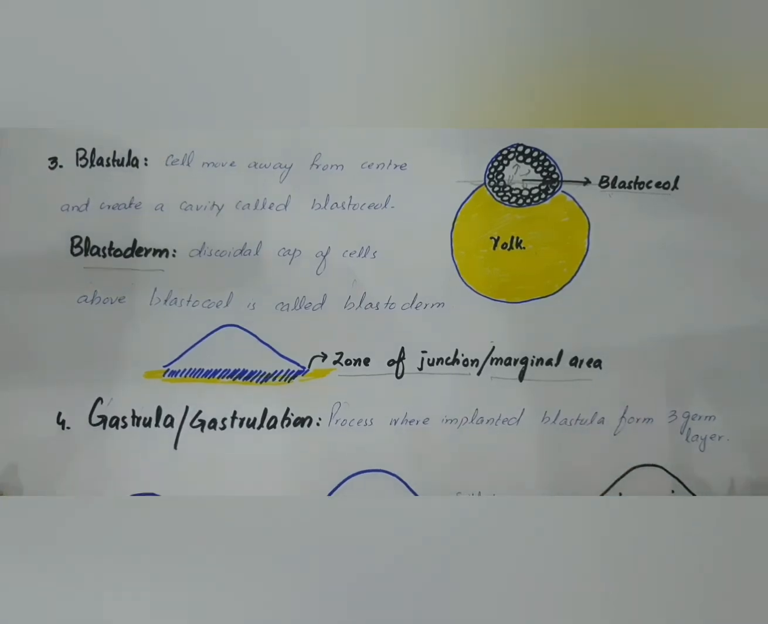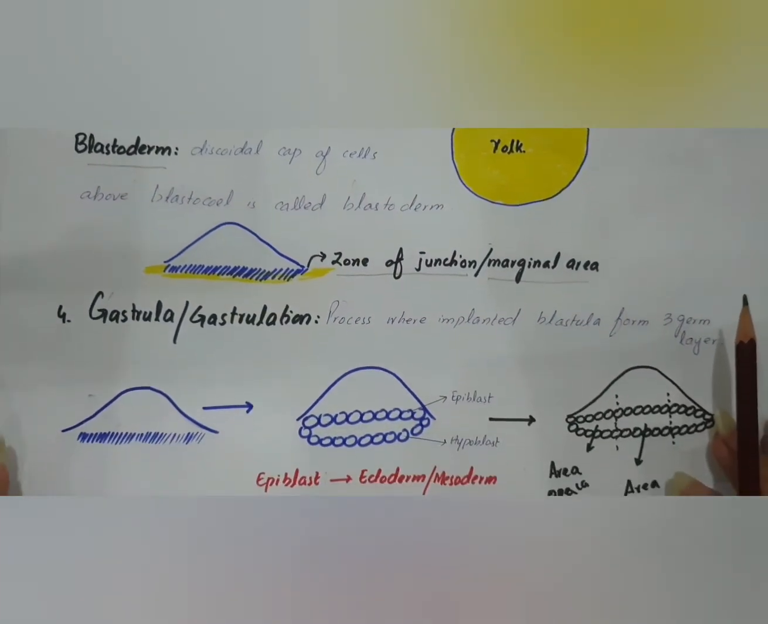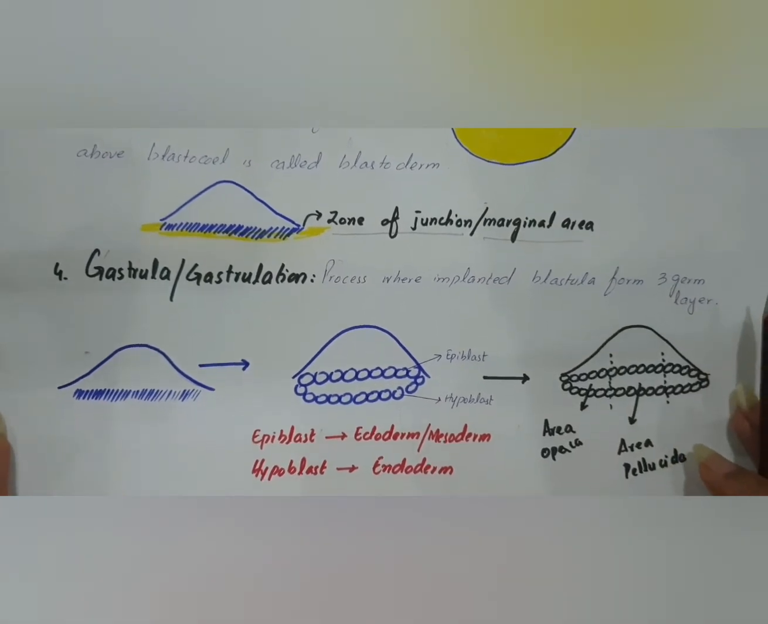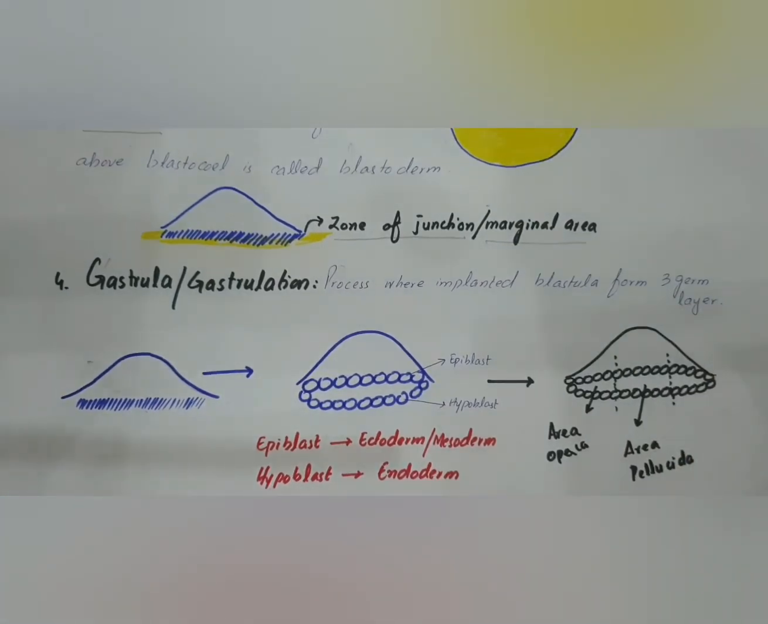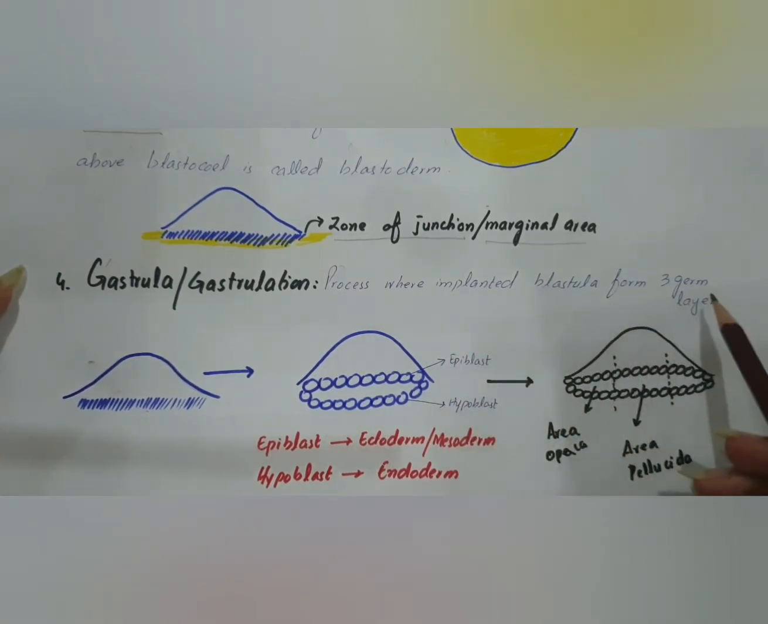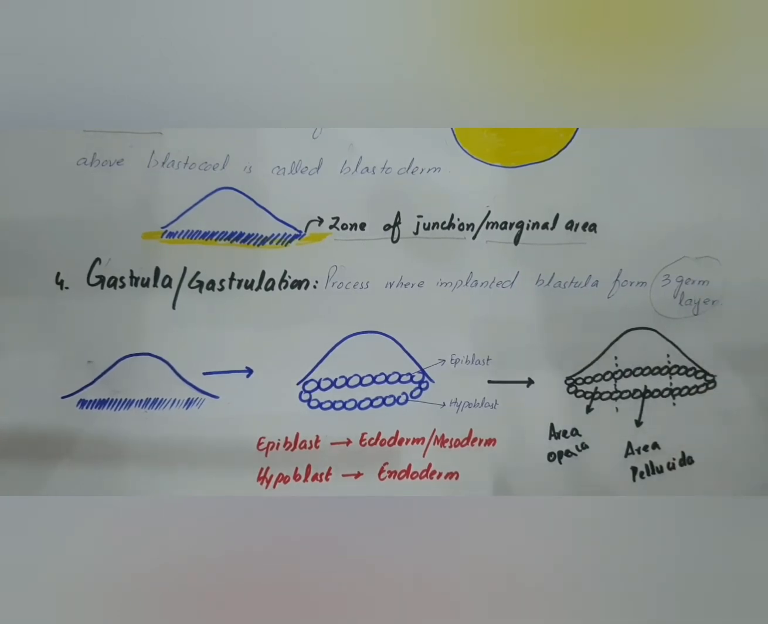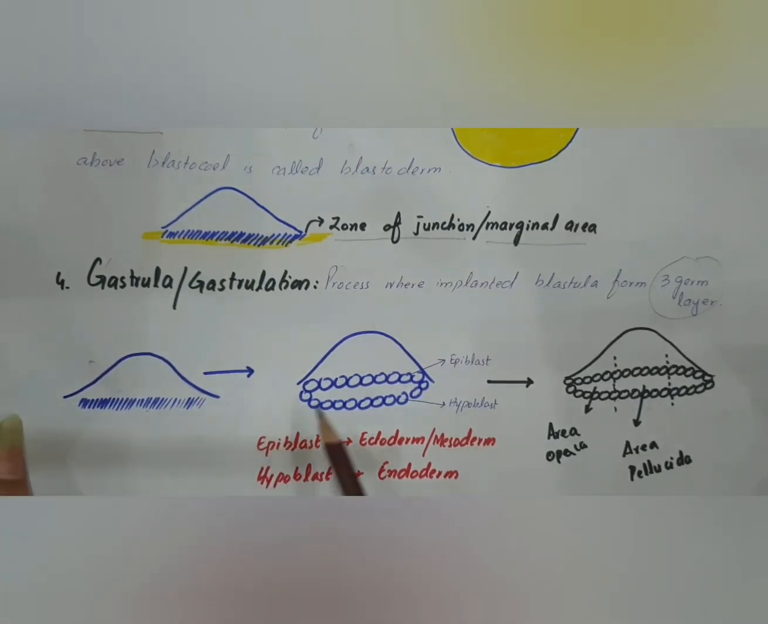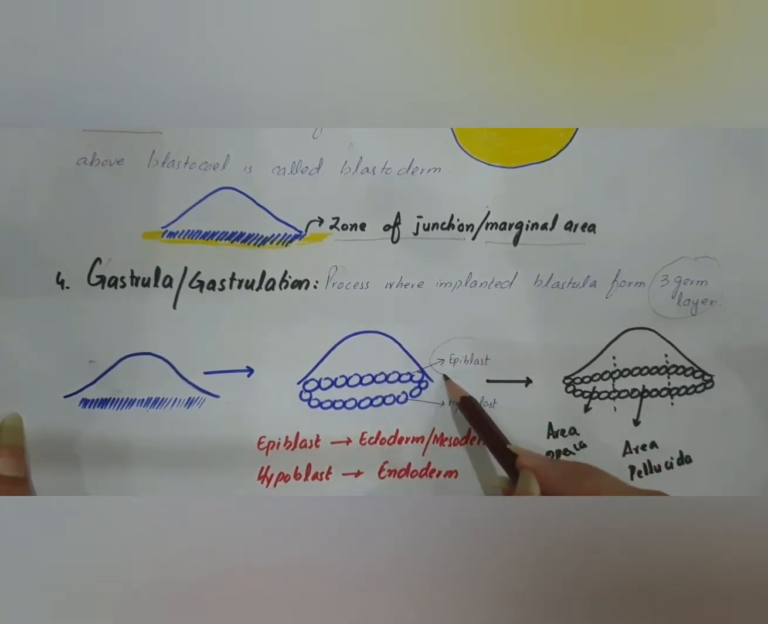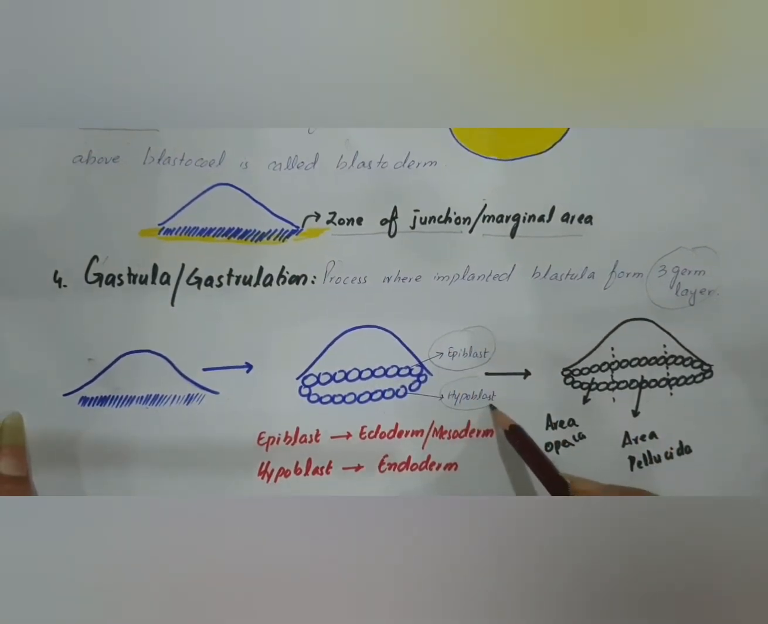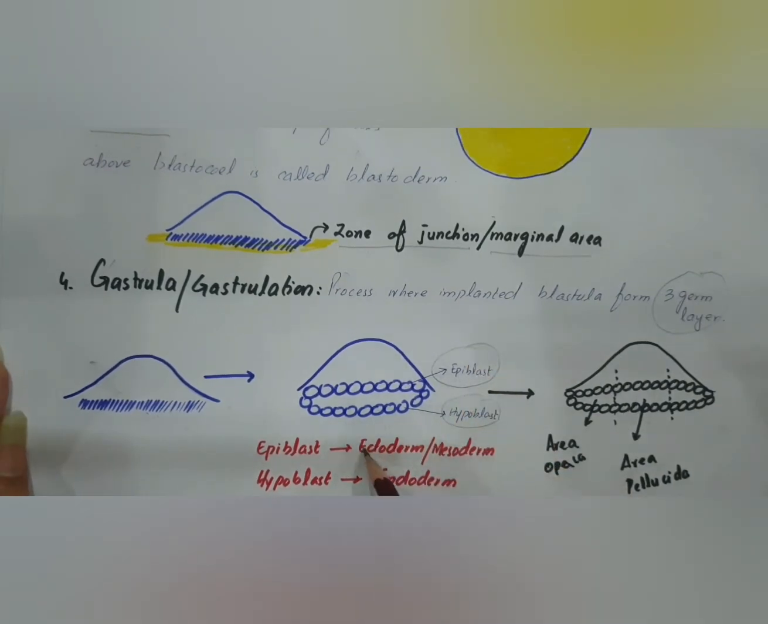After the stage of blastula, the fourth stage comes, called gastrula or gastrulation. As you can see here, in gastrula, the blastula forms germ layers. Here, three germ layers, ectoderm, mesoderm, and endoderm, will form in this stage. During gastrulation, the blastoderm is split into two layers. Number one is called the epiblast, number two is called the hypoblast. In future, the epiblast will form ectoderm and mesoderm, and the hypoblast will form endoderm.